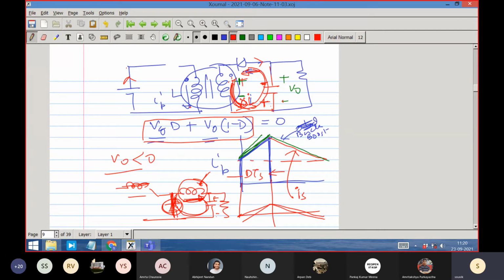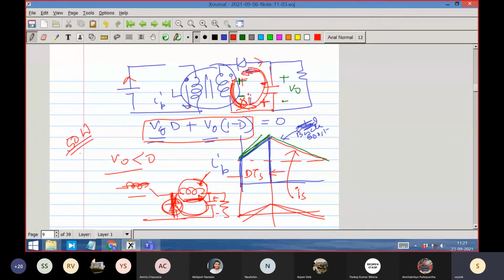Average value may be the same, but average value is not the only concern. The current levels are also a concern, because when you learn about switching losses, the current levels have to be taken into consideration. So it is simpler, but it is mostly used for low power applications. It is not used for high power applications. It is used for converters up to 50 watts or so.